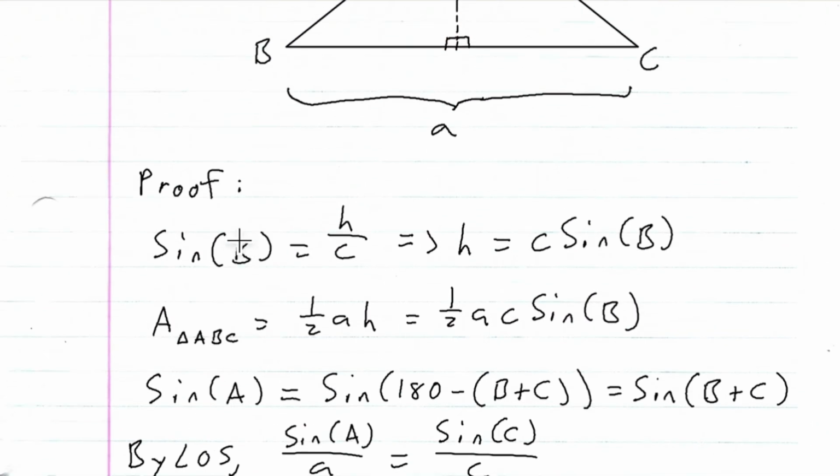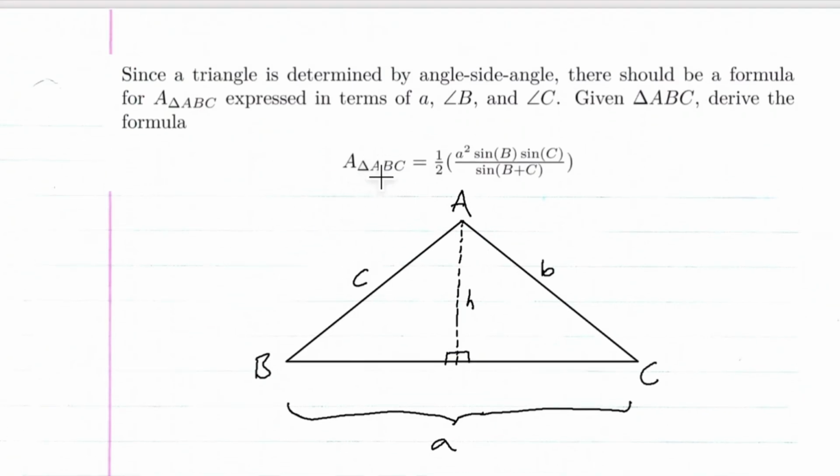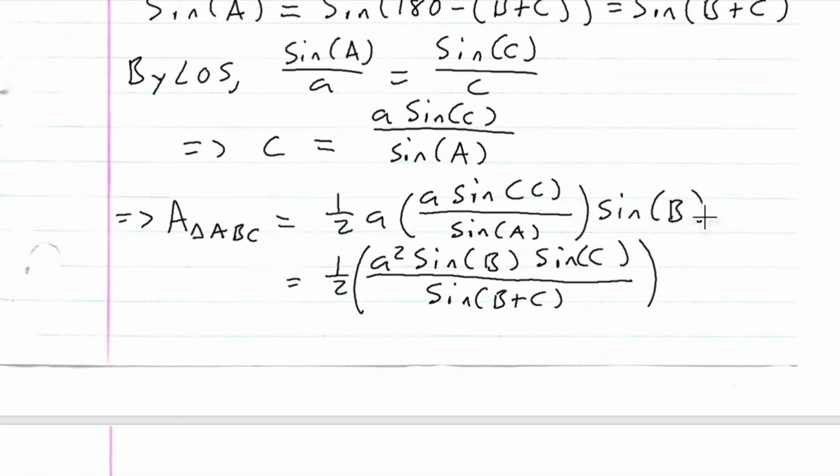And we got our formula. We got that the area of triangle ABC is 1/2 A squared times sine B times sine C over sine of B plus C. And that's the proof.